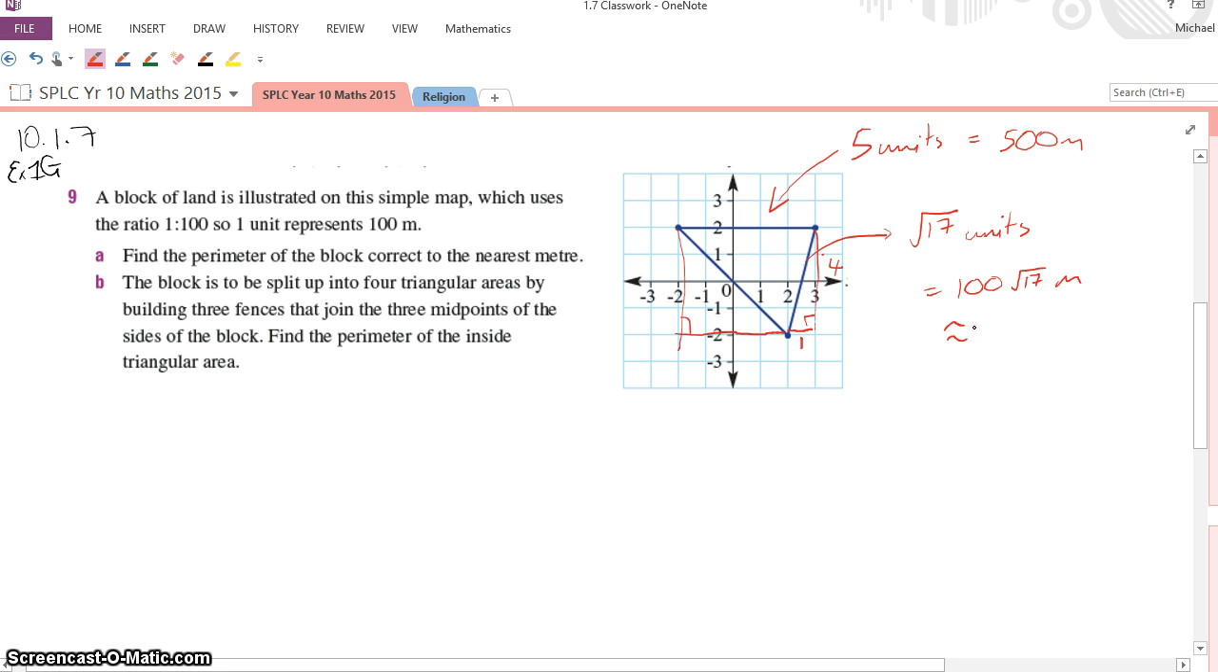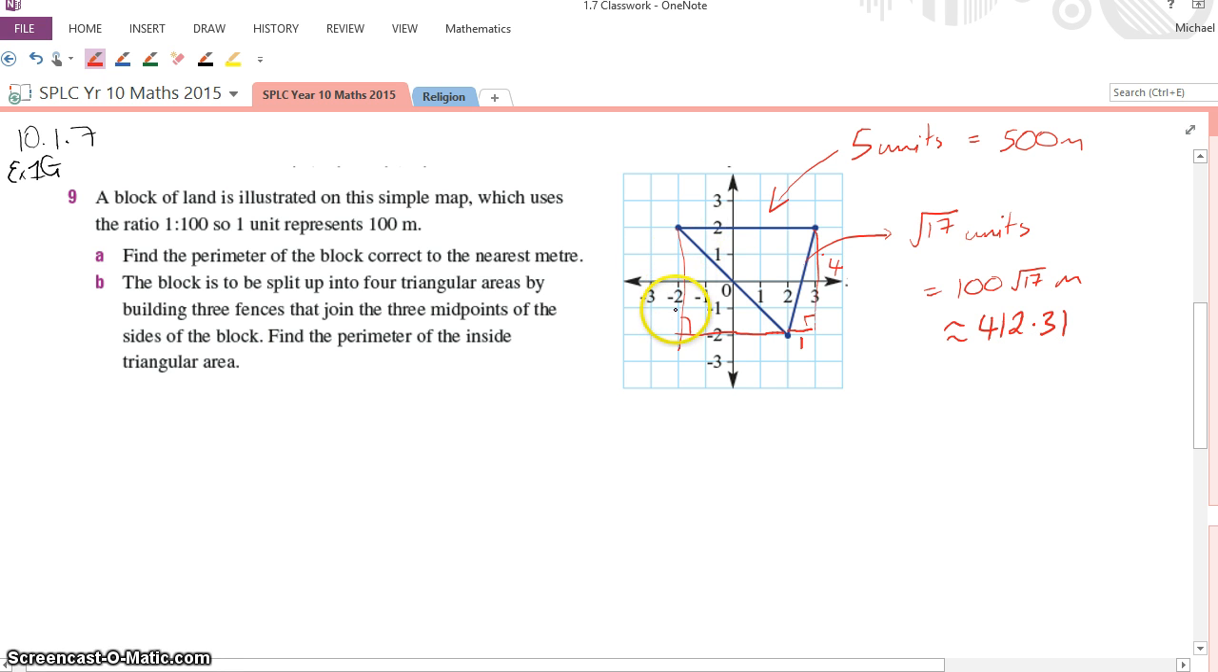Is 100 root 17 a particularly useful value in this one? Well, if we read the question, it says we're to answer to the nearest metre. So I would suggest we get out a calculator and figure out what that's roughly equal to. I'm trying to do that here on the computer at the same time as doing this, so eventually got it to work. 412.31 is the approximate length of that side.